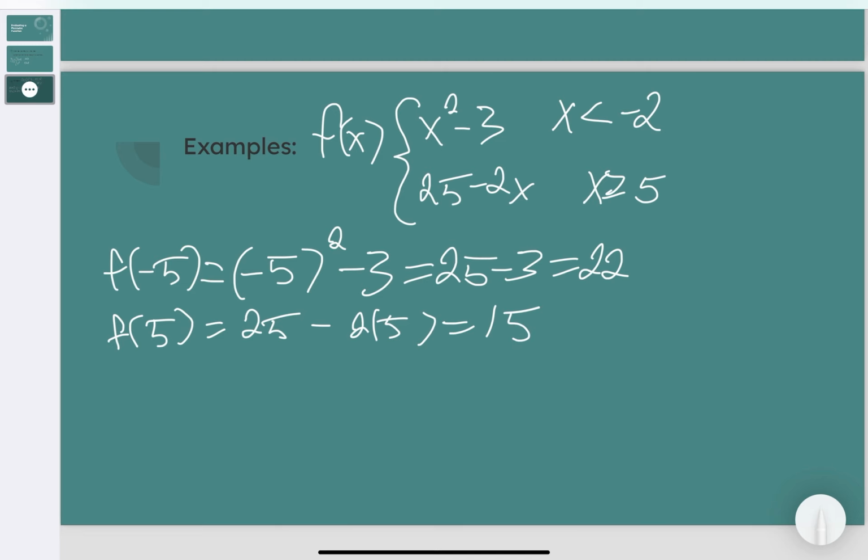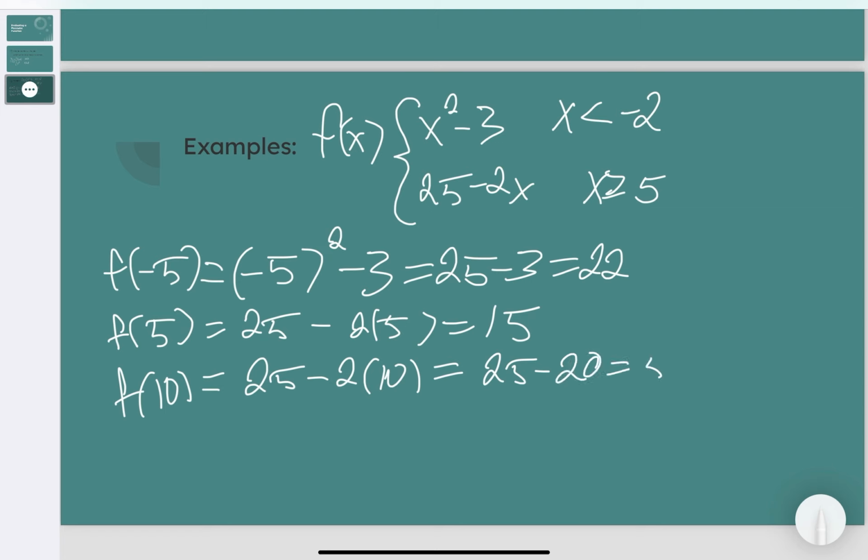Okay, pretty simple. Now let's try f of 10. So would it be the top or the bottom equation? It's going to be the bottom one because 10 is obviously greater than 5. So this is going to look like 25 minus 2 times 10, which is 25 minus 20, which equals 5. So right now, when you plug in -5, it equals 22. When you plug in 5, it equals 15. And when you plug in 10, it equals 5.